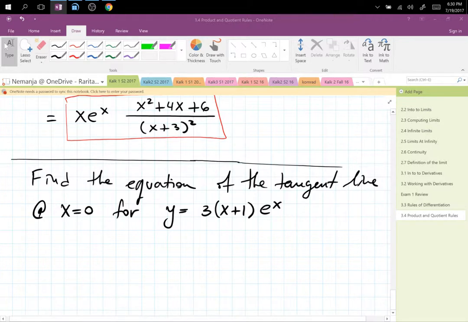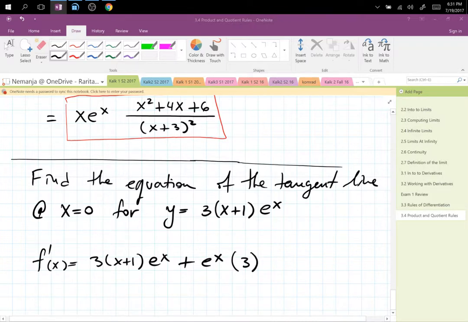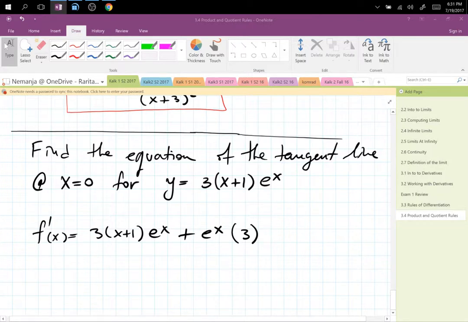So we find the derivative. What's the derivative in this case? What do we have to use? Product rule. So copy the first, derivative of the second, plus copy the second times derivative of the first, and then we simplify this, so I can kick out 3e to the x, and what's left is x plus 1 plus 1, which is x plus 2. Okay, so that's our derivative.